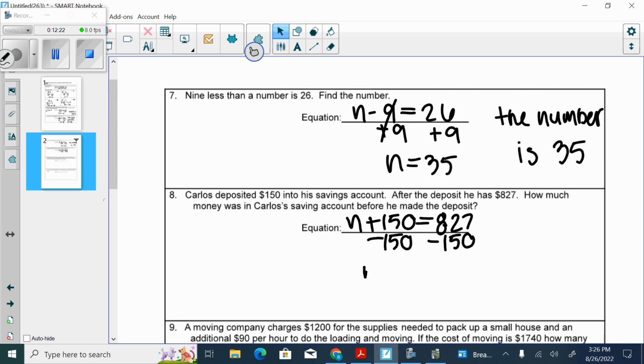Okay. So what is n? Nice. So he had $677 before the deposit.